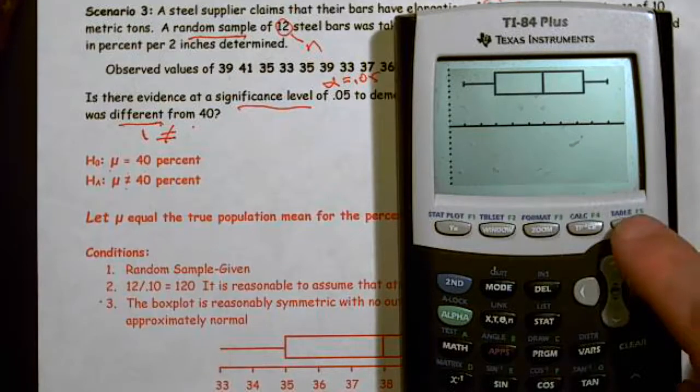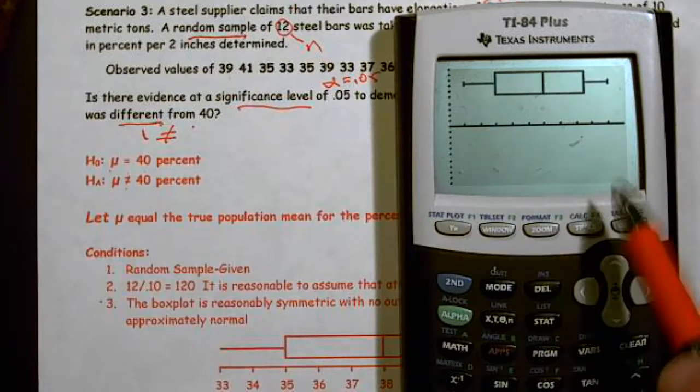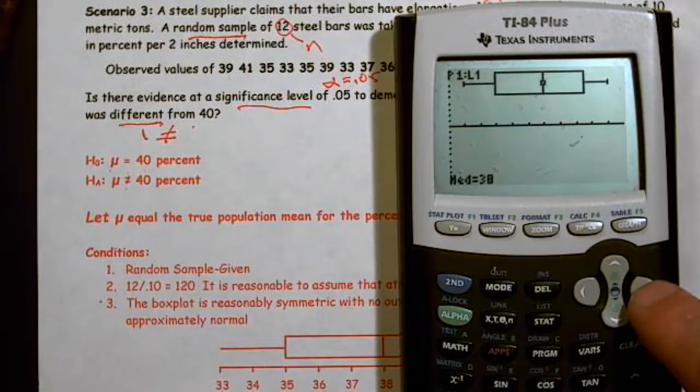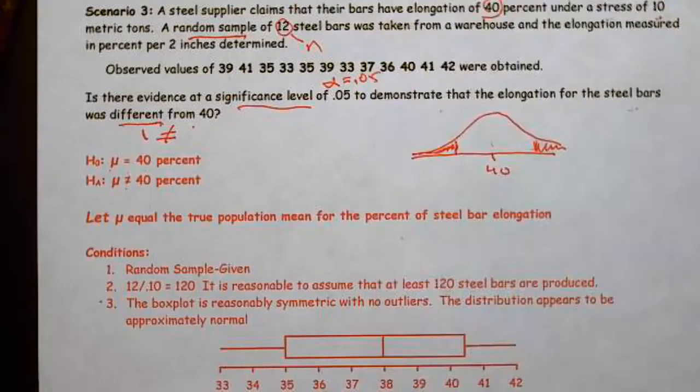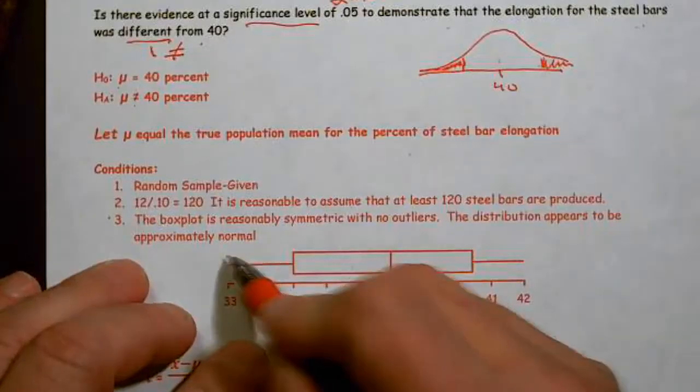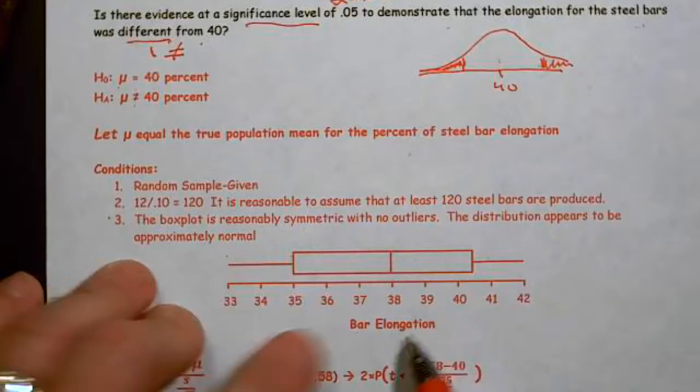And here's the way you get your major values. You can use the trace feature, which is right here, this button. And we find the minimum was 33, Q1 35, 38, 40.5, and 42. All right. And you can either label these or you can draw a scale and make sure you label it.